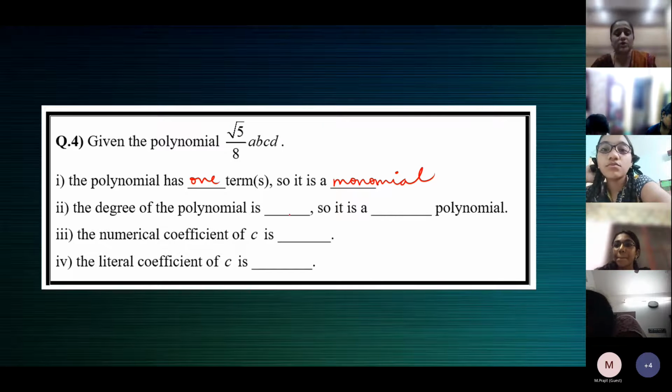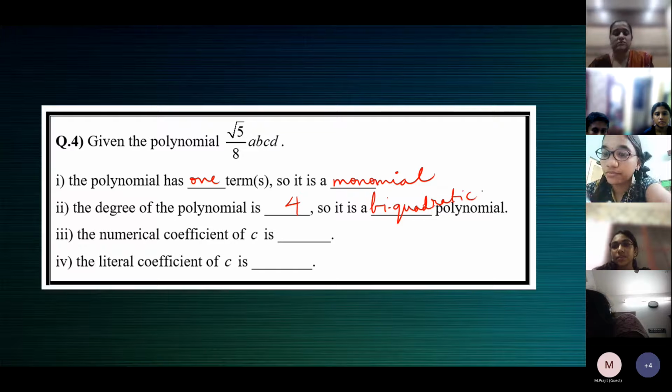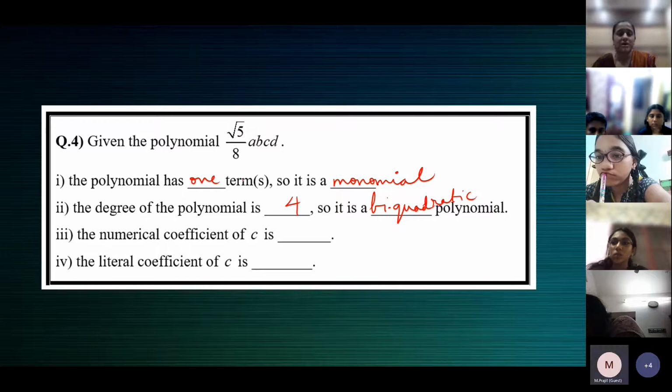Then the degree of the polynomial is 4. So it is a biquadratic polynomial. Based on the degree, it's a biquadratic polynomial. The degree is 4, so it's a biquadratic polynomial. Based on the number of terms, it's a monomial.